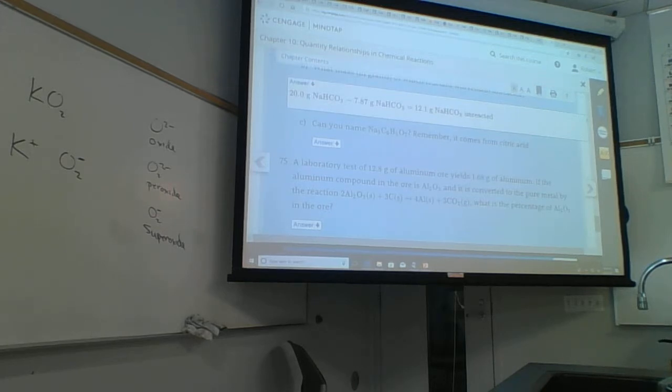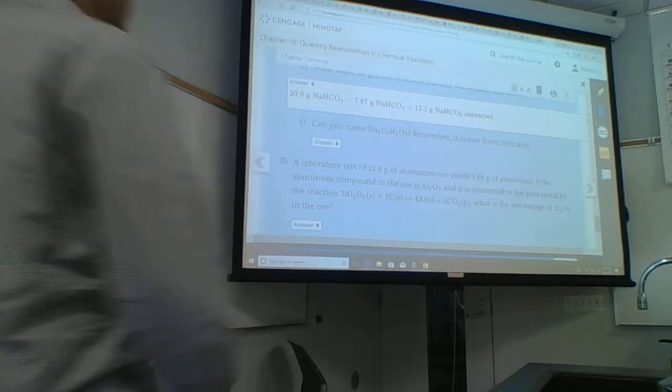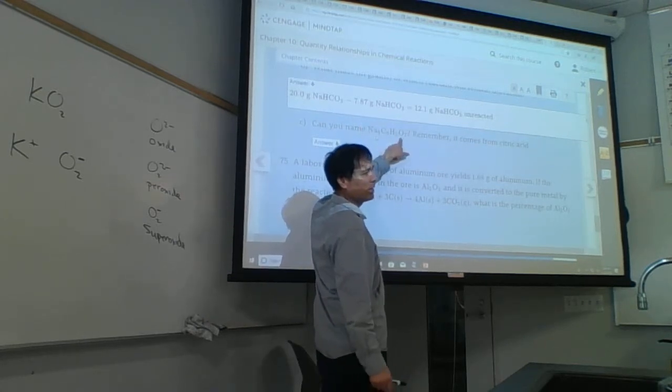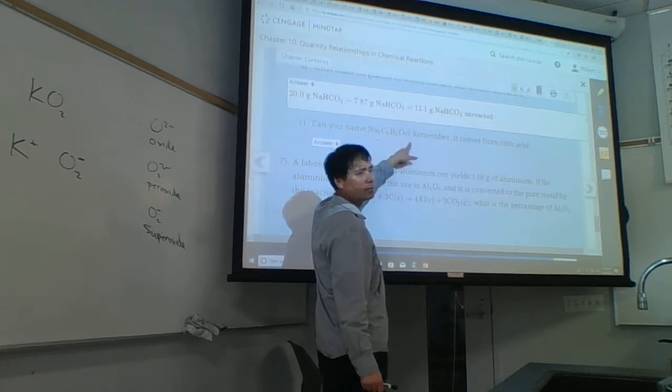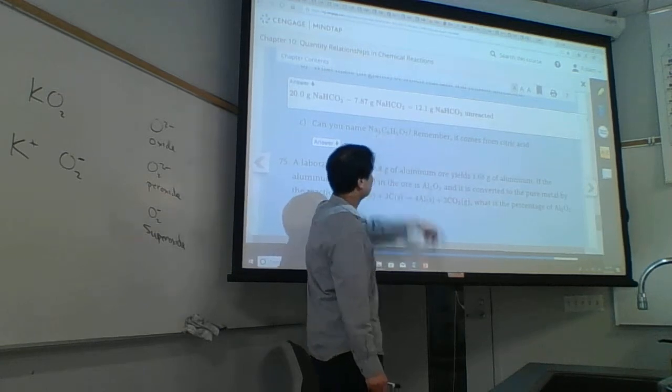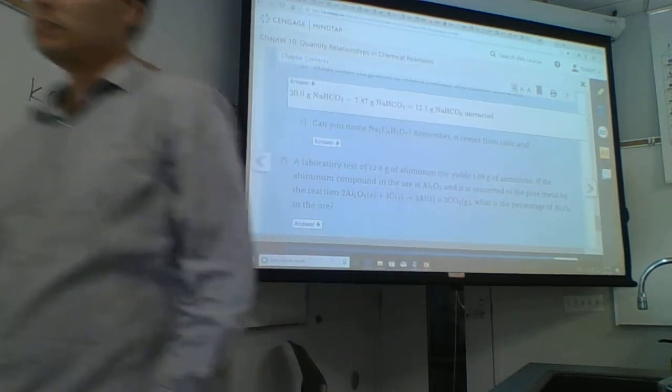Citric acid. Can you name this? If you replace the sodiums with hydrogens, you get citric acid. Ic acid comes from what anion? Ic acid comes from -ate. So this is sodium citrate. What's the name of that? Sodium citrate.